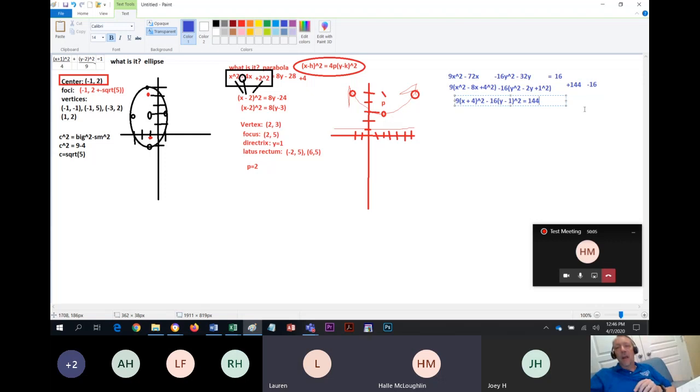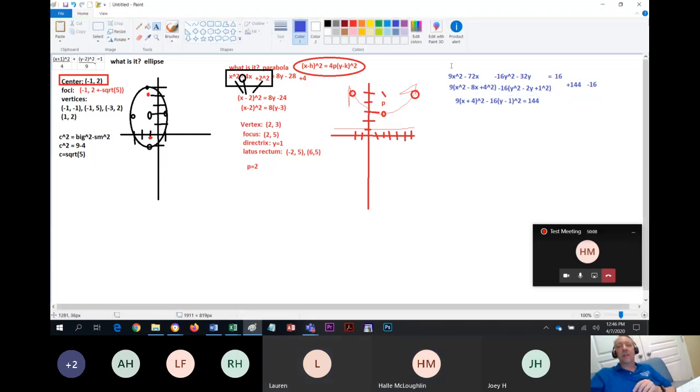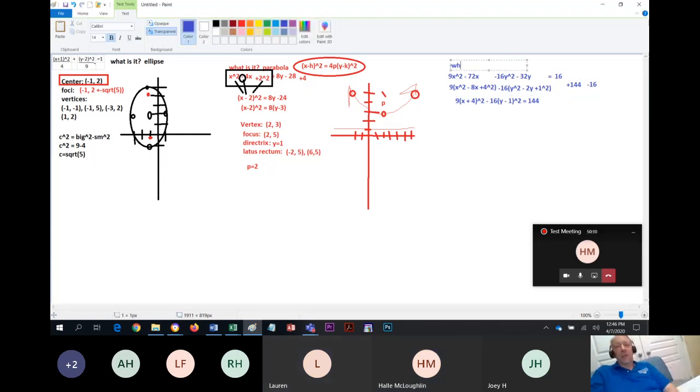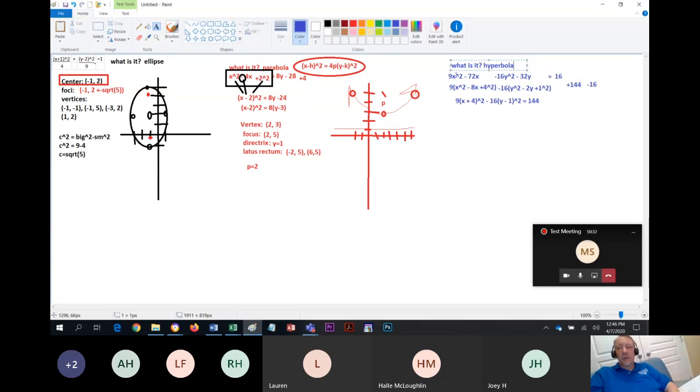Okay. Now, at this point, I didn't ask at the beginning because I wasn't sure, but what is it now? At this point, we should know what it is. It's a hyperbola. Why is it a hyperbola? Because they're both squared, but they're going to end up being fractions to make it equal 1, and it's x squared minus y squared. Yes, perfect answer. Okay. So I need to divide the whole thing by 144.